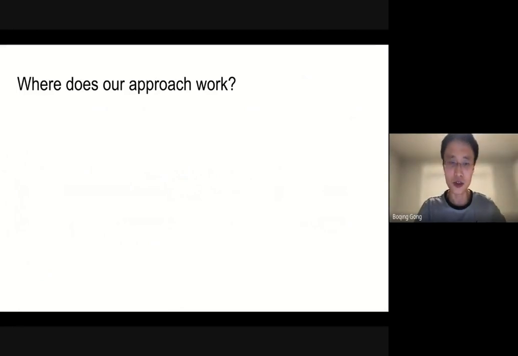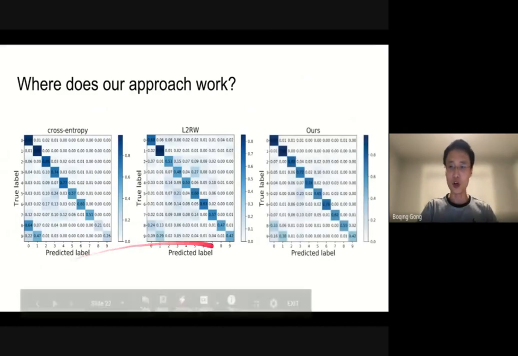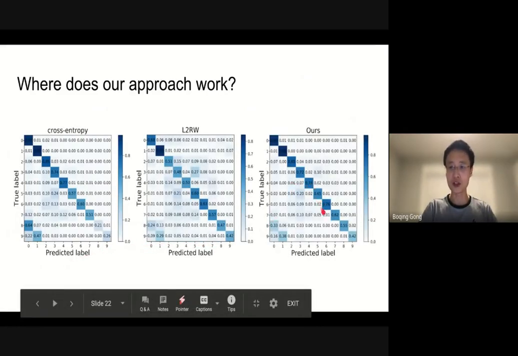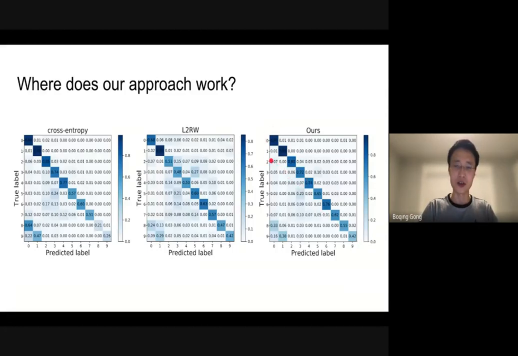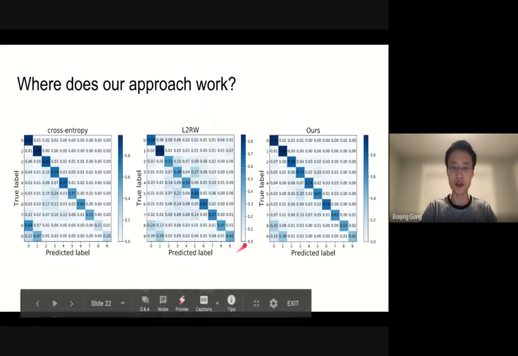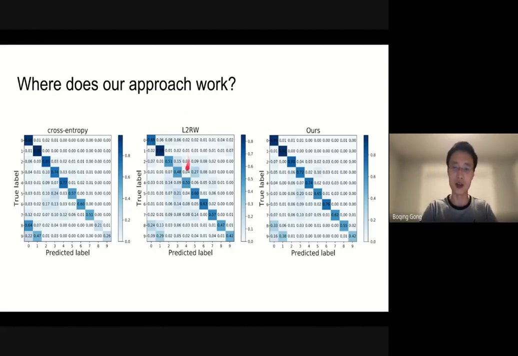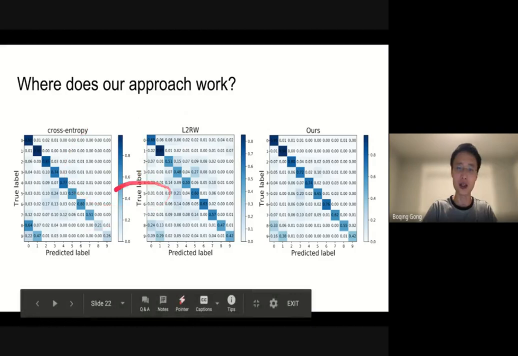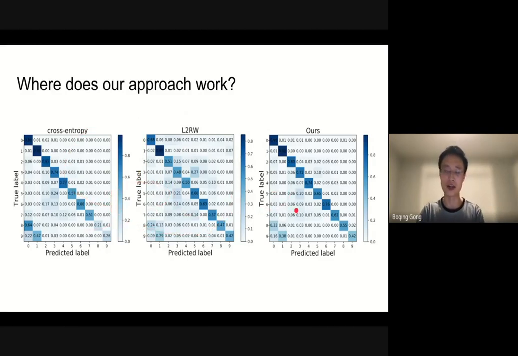Further investigation into the details tells that our approach works by not only improving the performance of the tail classes, but also improving a little bit the performance of the head classes. In contrast, a closely related approach to ours can improve the performance on the tail classes, but it hurts the head classes a lot. So by the way, sorry, those are confusion matrices. I should have explained that earlier. So each row is a class, and each column is also a class.